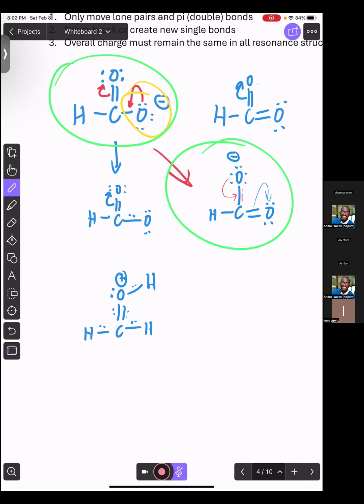This idea of resonance is we are moving electrons, okay? Only electrons. The atoms must stay in the same place. And so that's correct. We can move the pi bond, yes, the electrons in the pi bond to the oxygen, because the oxygen is the one that's positive. We can move the electrons to the oxygen, and the oxygen will get two more. Let us draw what that looks like.